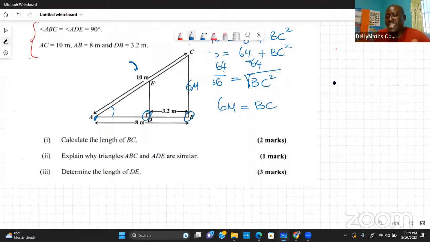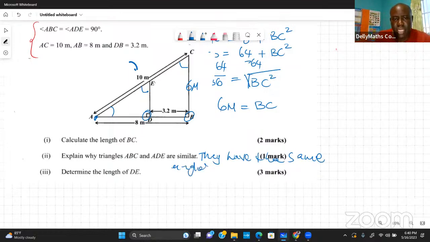So if both of them have 90 and 90 and then A is the same, automatically this angle is the same as that angle. So you realize that the big triangle and the small one have the same angles inside, and that is what makes them similar. So explain why triangle ABC and ADE are similar. We could simply say that they have the same angles. Angles are what makes things similar.